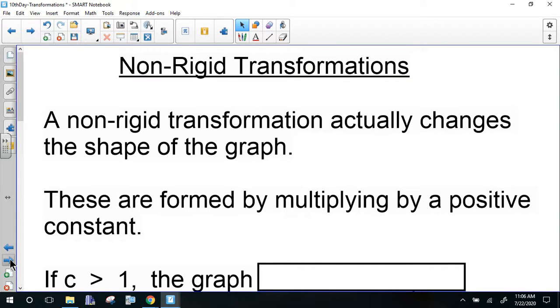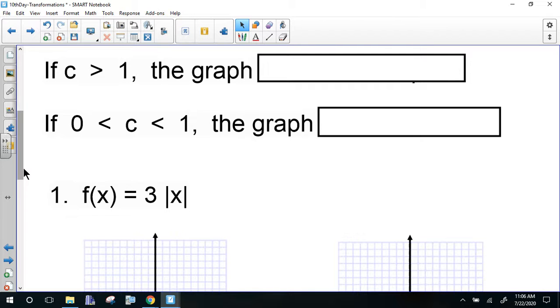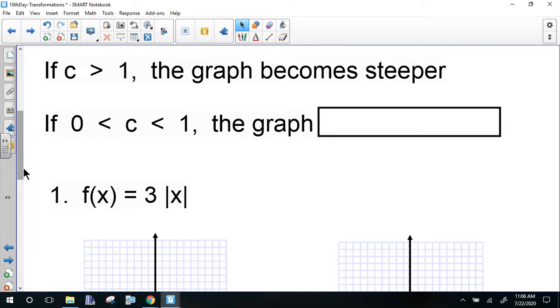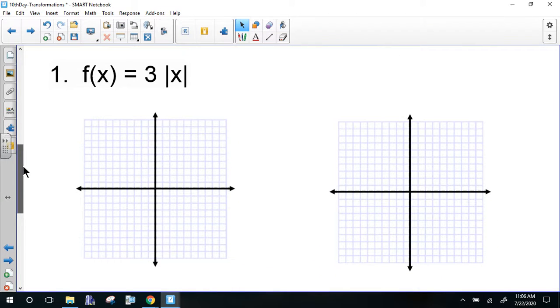Non-rigid transformations. A non-rigid transformation actually changes the shape of the graph. These are formed by multiplying by a positive number. Okay? So if you multiply by a number that's greater than 1, that graph's going to become steeper. If you multiply by a number between 0 and 1, that graph is going to become flatter. Here's an example. And I can show you this better on the calculator. So we'll do that.